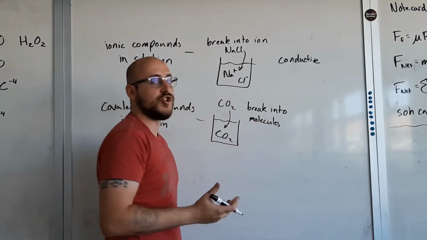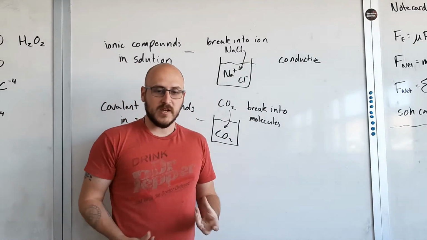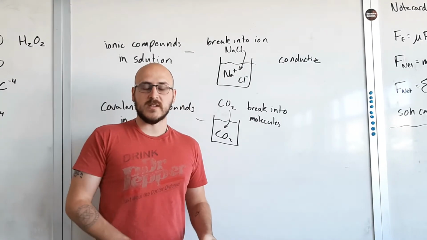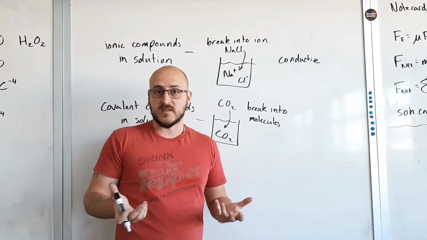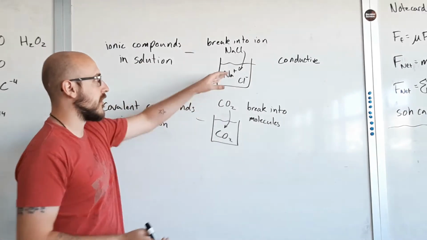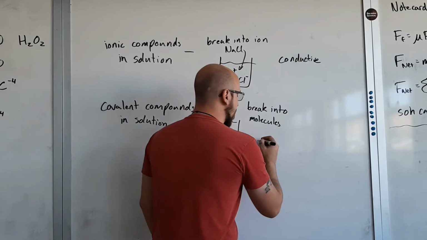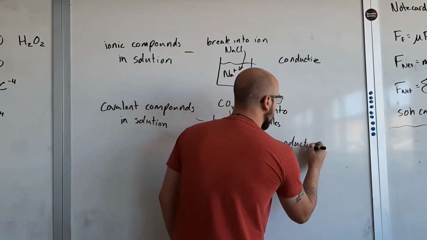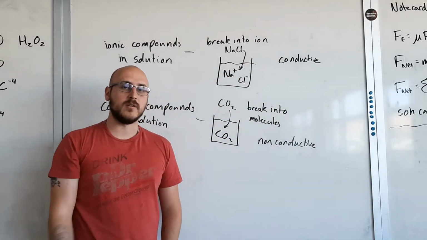Like if you had sugar, it forms chains within the sugar. If you dissolve it in, those chains will break apart, but it will still be sugar. It's not going to break down to individual carbons, hydrogens, and oxygens, because covalent bonds are just sharing those electrons. They don't actually form ions to break into. So these break into molecules, and they are non-conductive, as we saw with that ionic and covalent lab back when we were all digital.